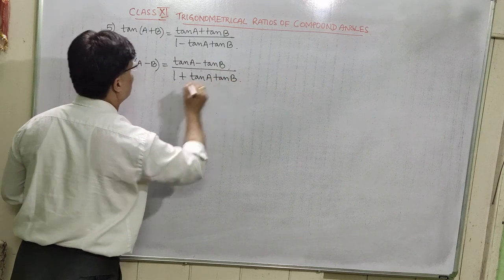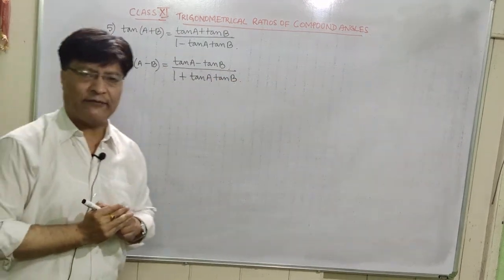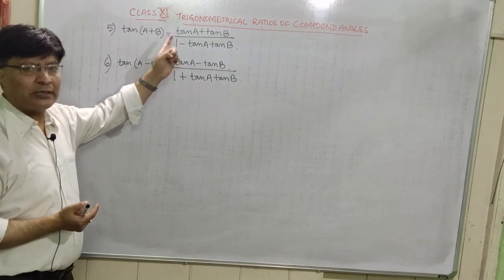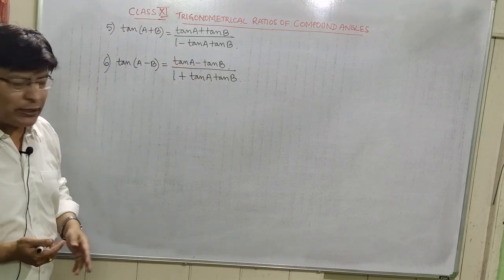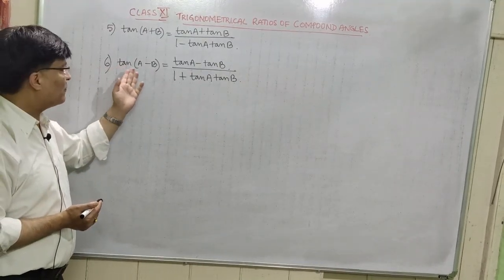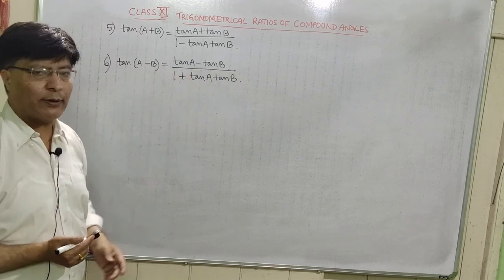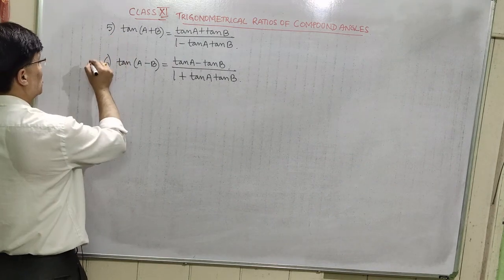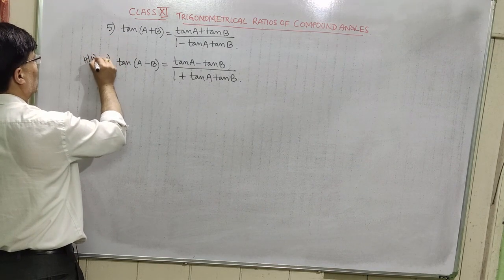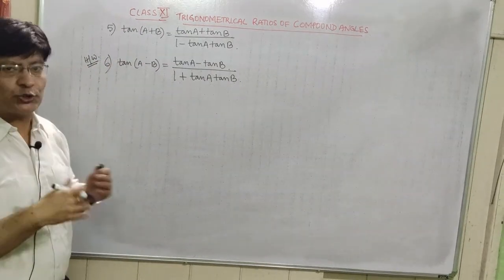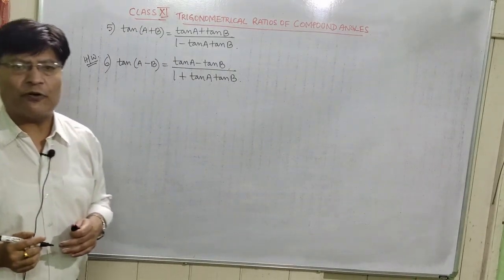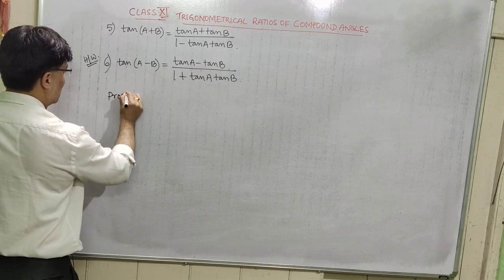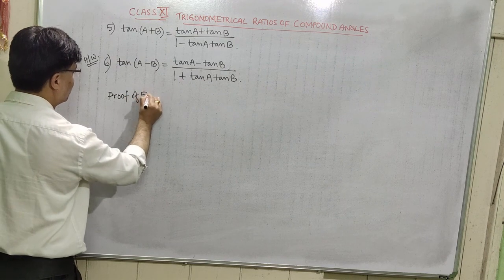So let us prove these formulae with the help of 1, 2, 3 and 4. So formula number 5 is tan of A plus B is equal to tan A plus tan B divided by 1 minus tan A tan B. And formula number 6 is tan of A minus B is equal to tan A minus tan B whole divided by 1 plus tan A tan B. Okay. So let us prove number 5 now. Formula number 6 is your homework. You can prove formula number 6. I'll show you number 5. Similarly you can prove formula number 6. Okay. So proof of 5. So let us do proof of 5 now.